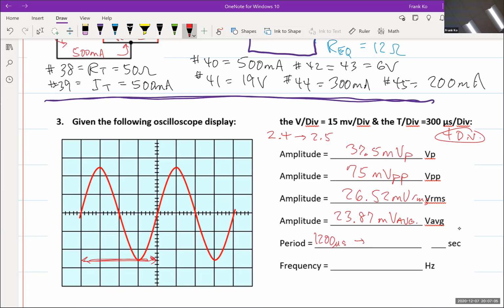So what should we be writing down here? 1.2 milliseconds. Is that a lowercase s or a capital S?